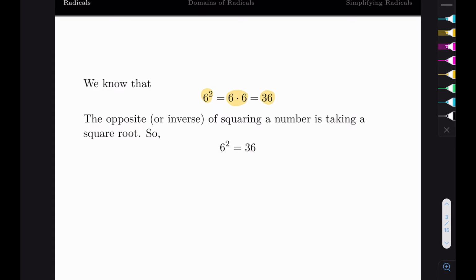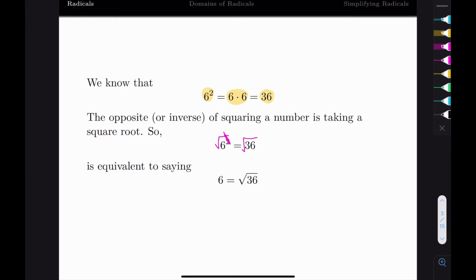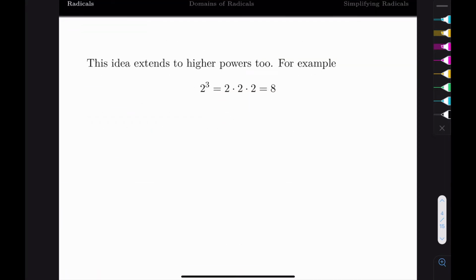So the way you can think of this is we know 6 squared is 36. This is equivalent to rewriting a different expression by saying the square root of 36 is 6. So essentially, these square and square roots will cancel each other out. And really, the exact idea extends to higher powers.